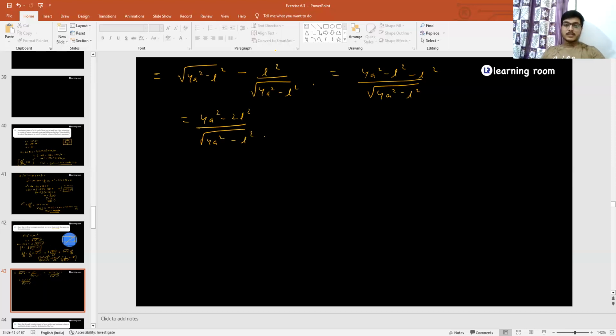Okay, if you put this to be 0, you'll get 4a square minus 2l square is equal to 0. 4a square is equal to 2l square. And you can find L from here. L will be root 2 times a, isn't it?